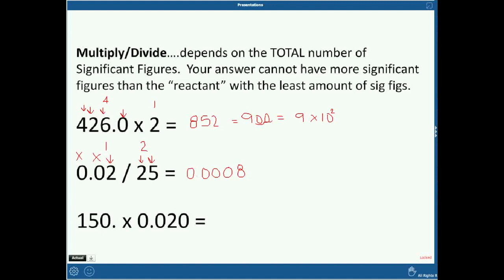Now, let's try this bottom one. This 1 is significant, this 5 is significant because they're just normal numbers. This 0 has a decimal after it. So that means that 0 is significant. So we're going to have 3 here.